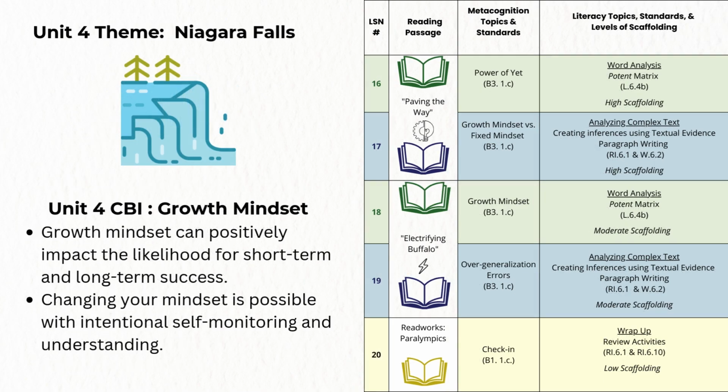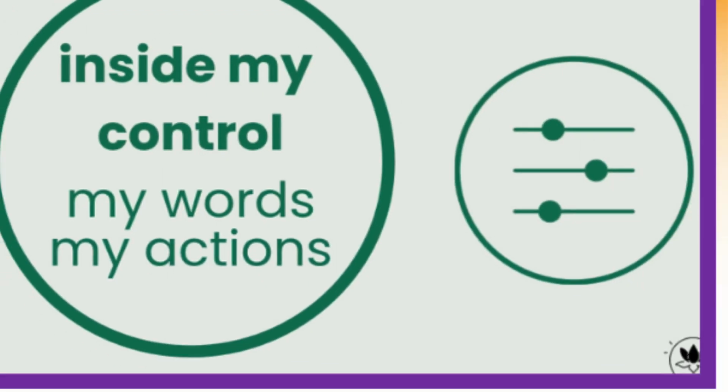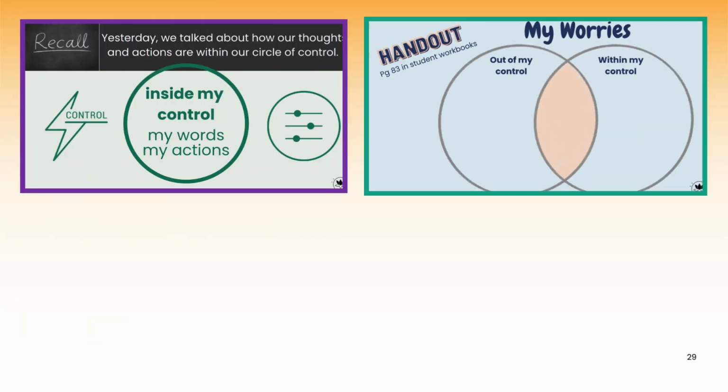Unit 4 includes passages that explain the struggle of building the first hydroelectric power plant. Meanwhile, in CBI, students learn about growth mindset. Let's pause for a few moments to look at some of the slides and materials from Units 3 and 4.